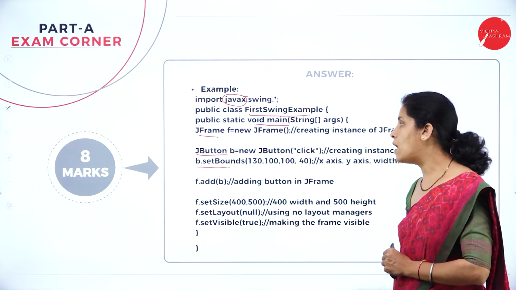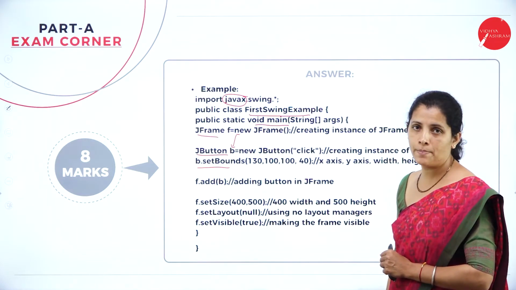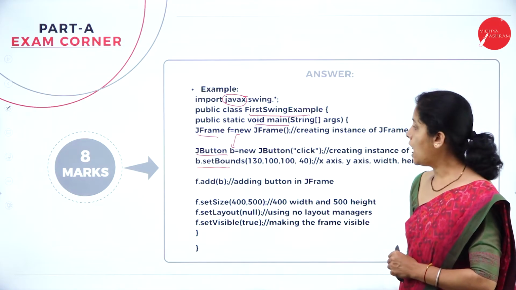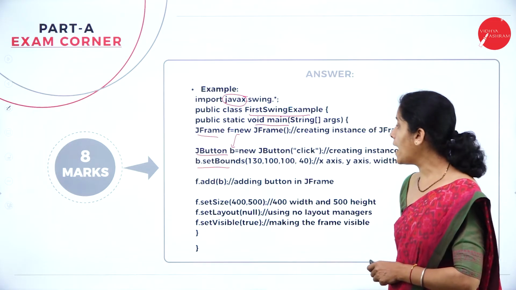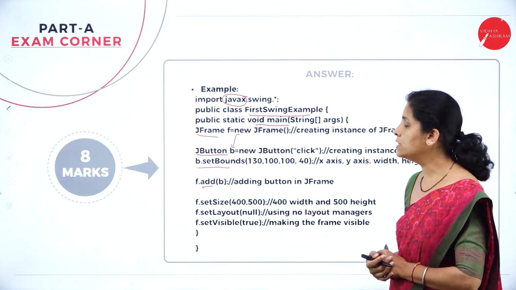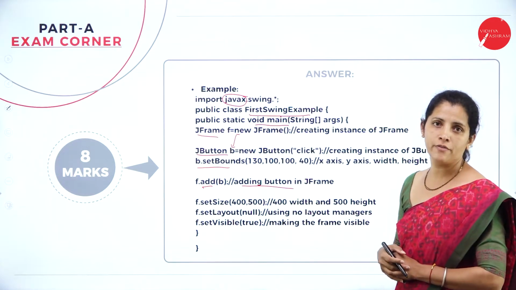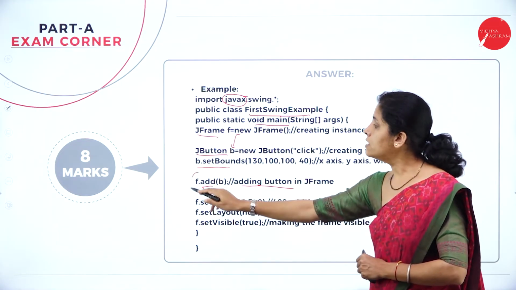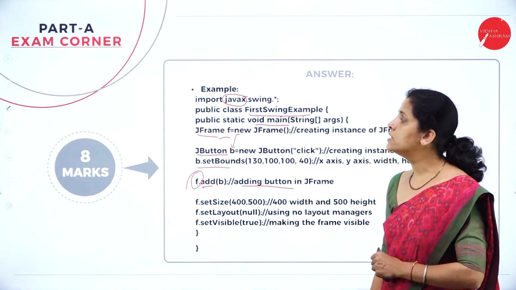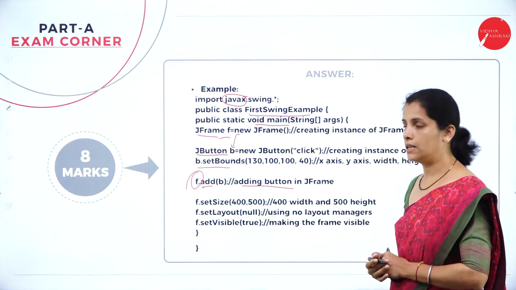Now, I want to set the bounds. So, what will I do? First, I am going to create the object of the type JButton. With the help of the object, I am going to call setBounds. After that, I am going to start adding the button, so I am going to call the method add. Adding the button in JFrame. For the frame, I am going to add the button. F is nothing but the object of JFrame. So, f.add(b), where b is nothing but the button object.